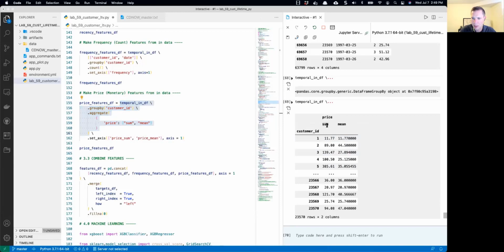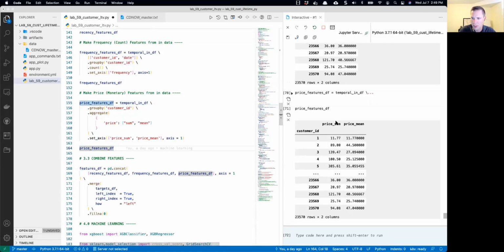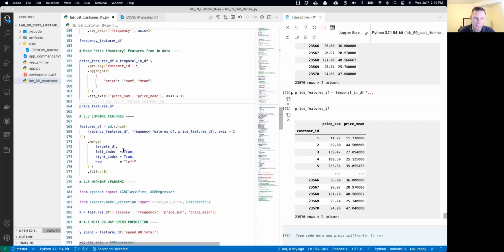So you've got price sum, price mean, and I don't like working with these multi-indices. So I'm going to set the axis to price sum, price mean, and that's what this does. It just cleans it up, so I don't have to worry about working with a multi-index. And now I've got my engineered features.